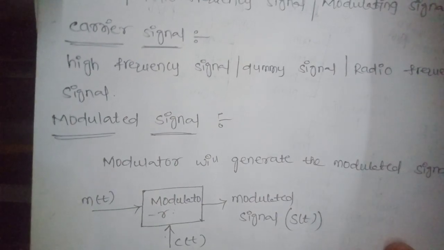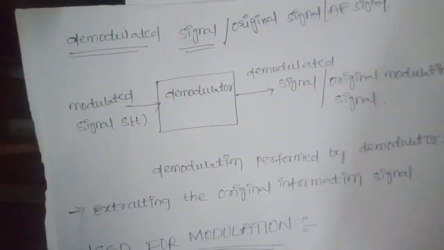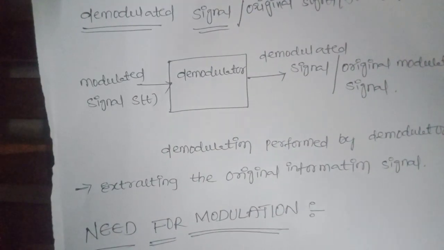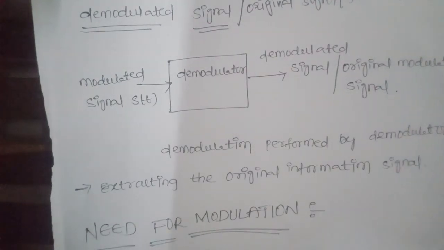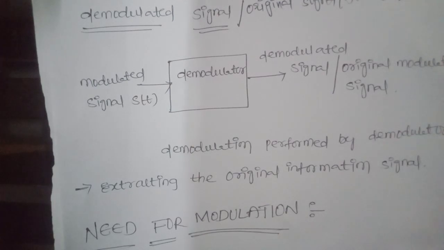Next, coming to demodulated signal. Demodulated signal is generated by the demodulator circuit. So it is placed at the receiver side. The input of this demodulator is the modulated signal and the output is the demodulated signal, that is nothing but our original signal. Extracting our original signal from the modulated signal we call demodulation. Next, coming to modulation.